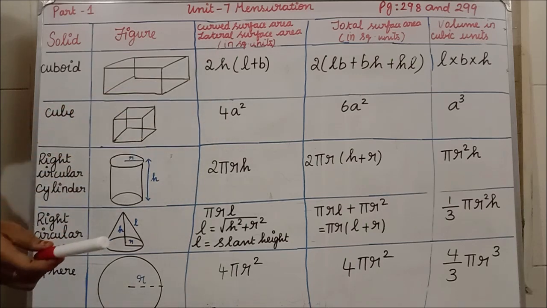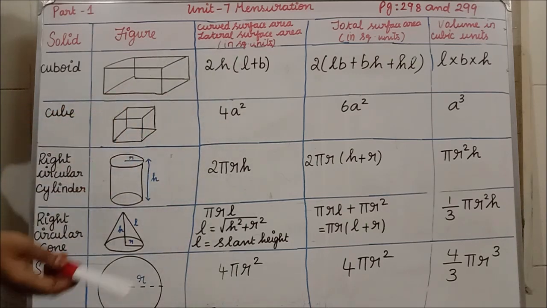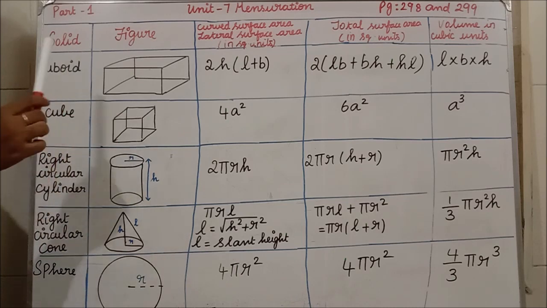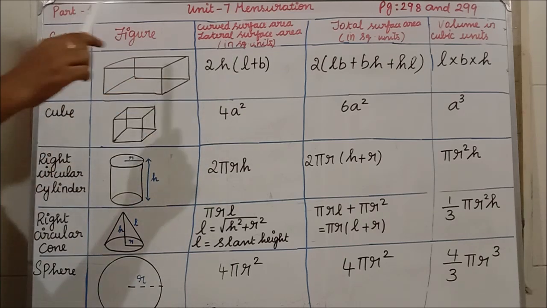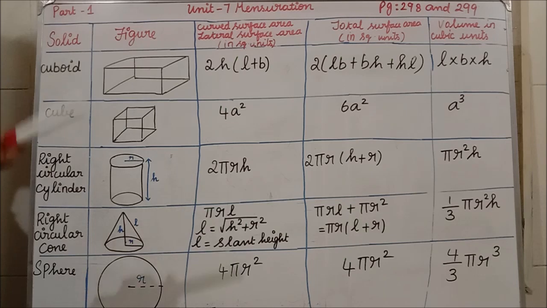Okay, curved surface area of the cuboid is 2h into L plus B. H means you all know height. L means length. B means breadth. Okay, curved surface area of the cuboid is what? 2h into L plus B. Clear? Then second one is total surface area of the cuboid. 2 into LB plus BH plus HL. Okay.